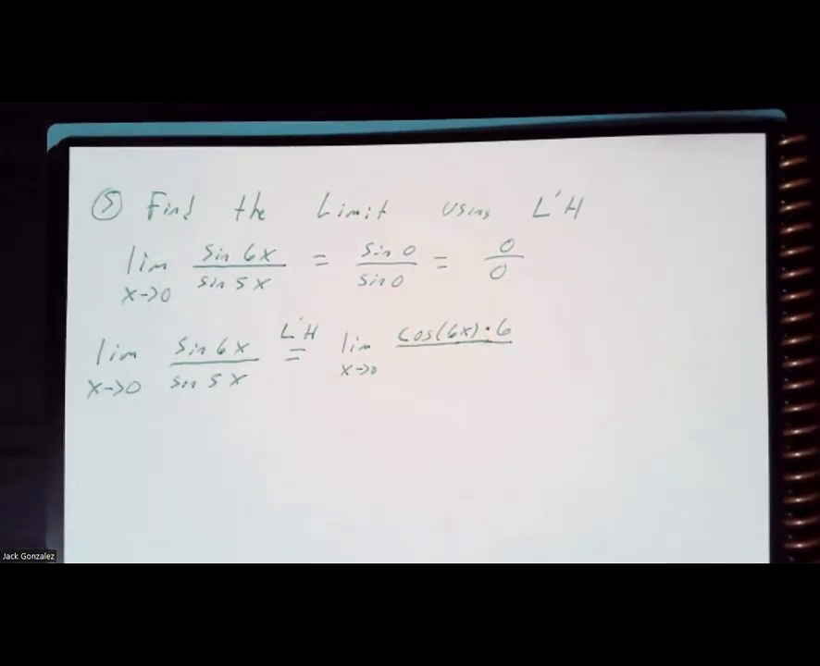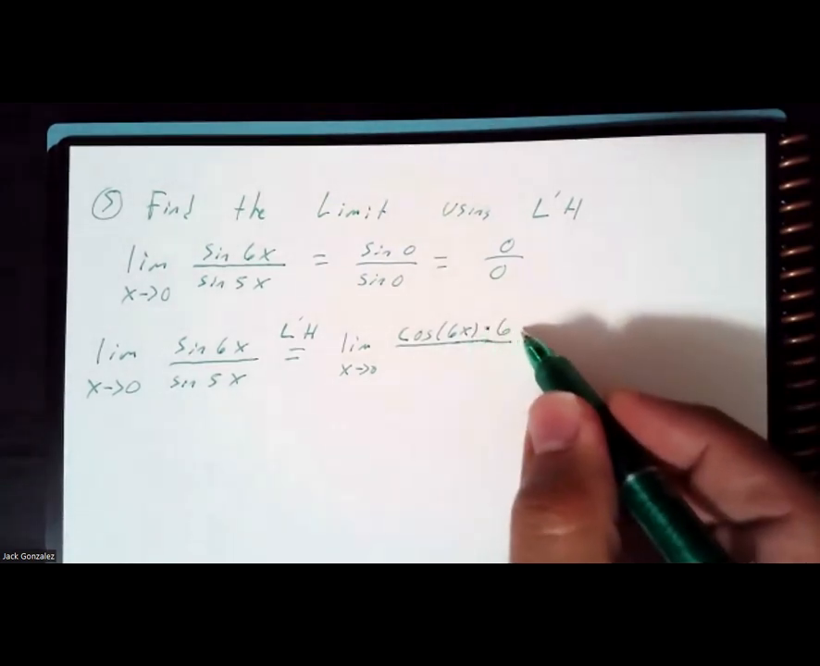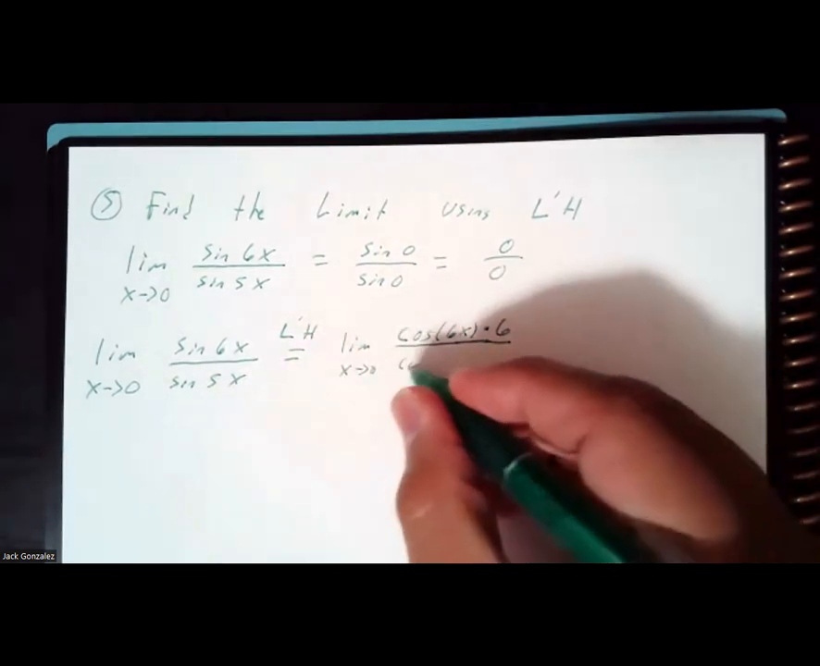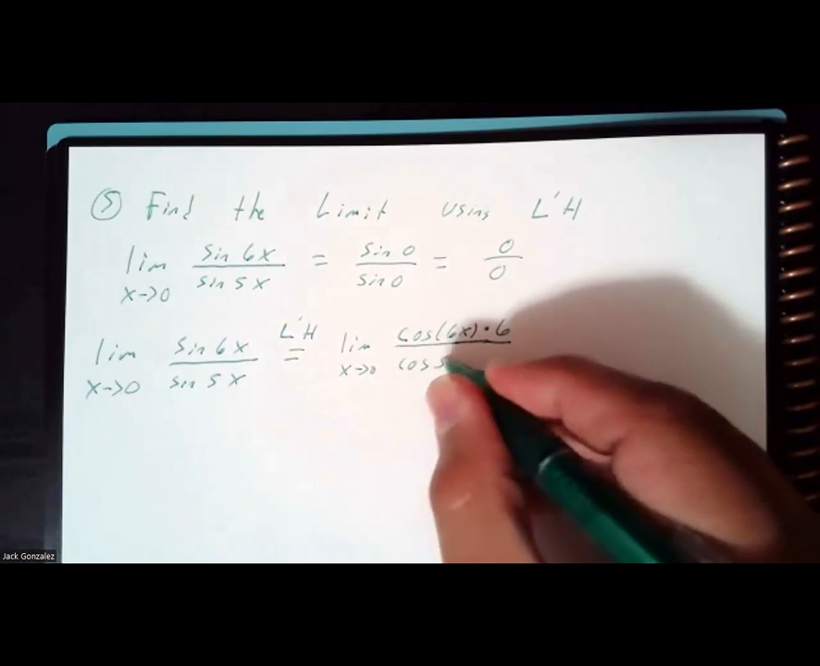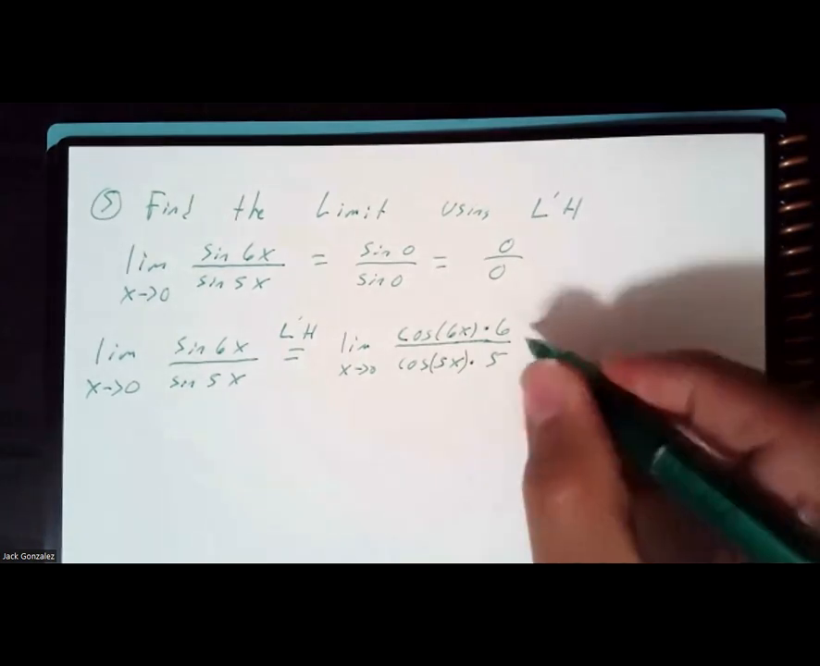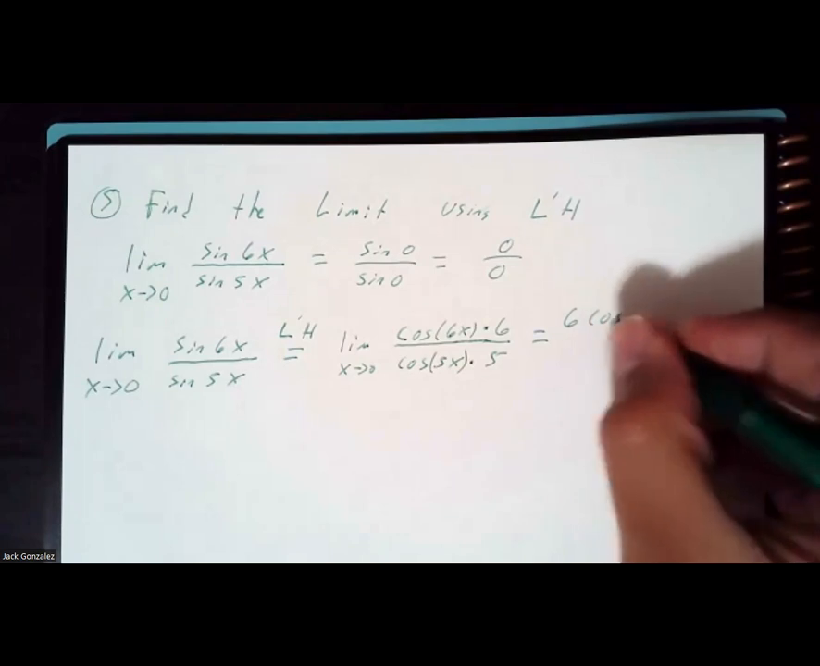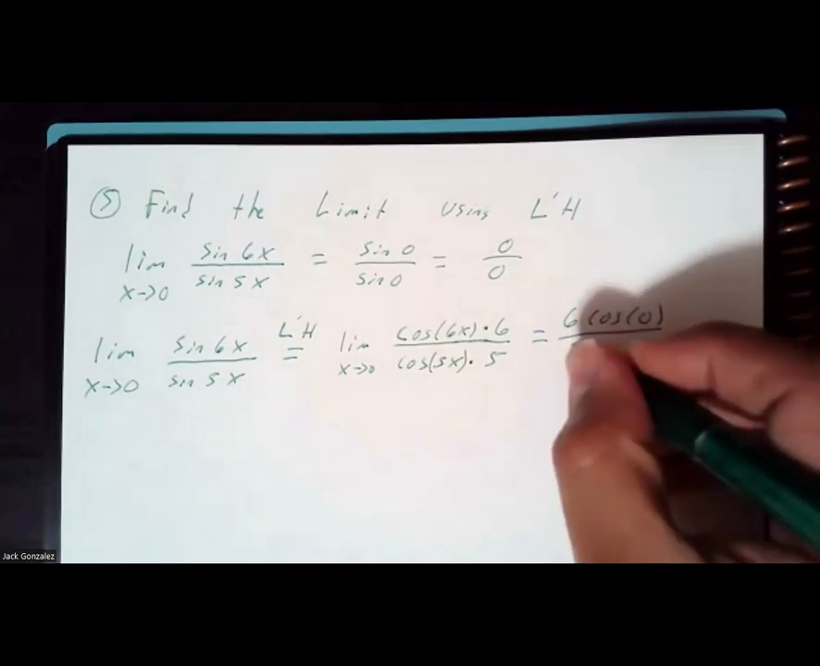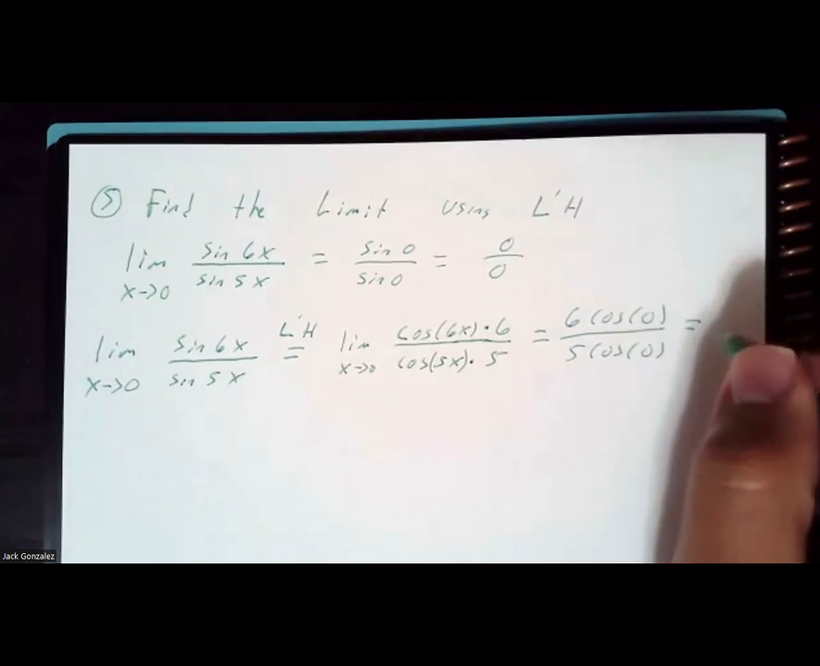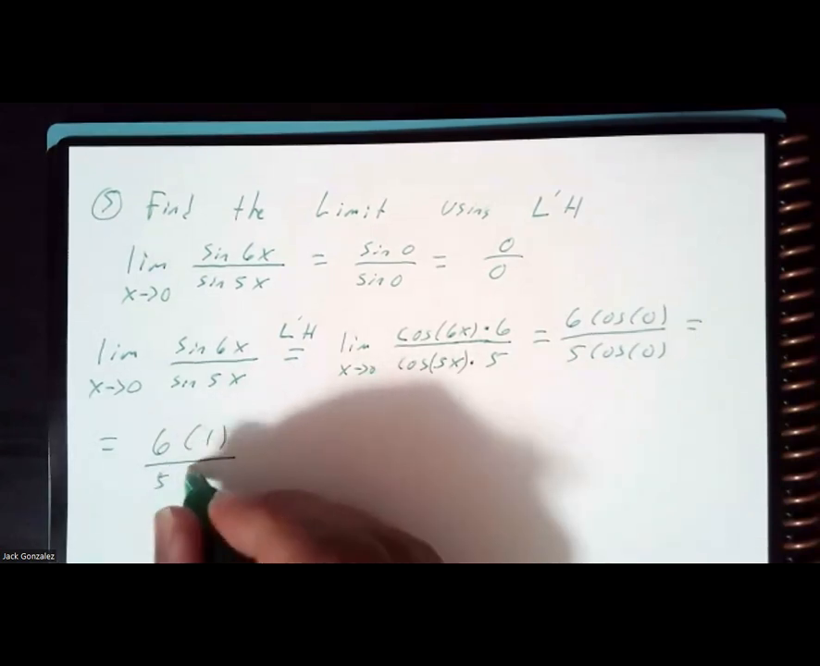Derivative of sine 6x is cosine 6x times 6. Chain rule, derivative of the inside is 6. Same thing down here. Derivative of sine 5x is going to be cosine of 5x times the derivative of the inside, 5. Now take your limit, and you'll have 6 cosine of 0 over 5 cosine of 0. This will be 6 times 1 over 5 times 1.